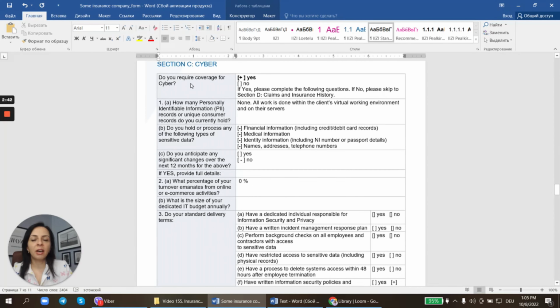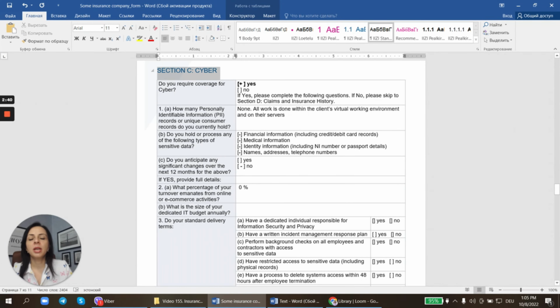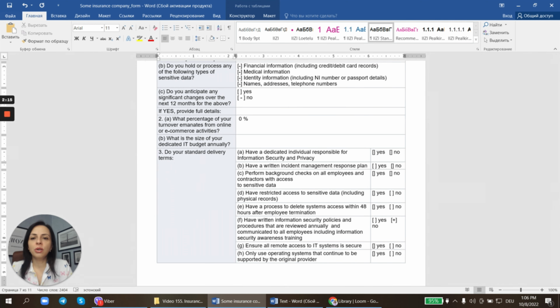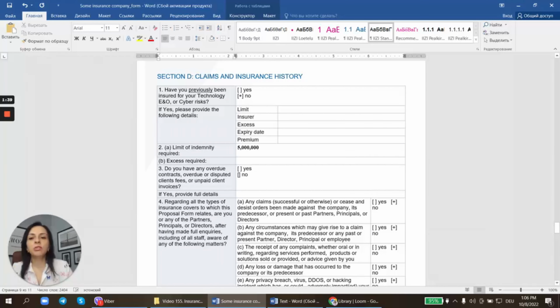Do you require coverage for cyber? And that's where we come to cyber liability insurance. In most cases, 99% of cases, this is what your clients are after, cyber liability insurance. Do you hold or process any of the following types of sensitive data? That is financial, medical, identity information, names, addresses, so everything related to personal data. That is extremely important. Then we move to section D, claims and insurance history.